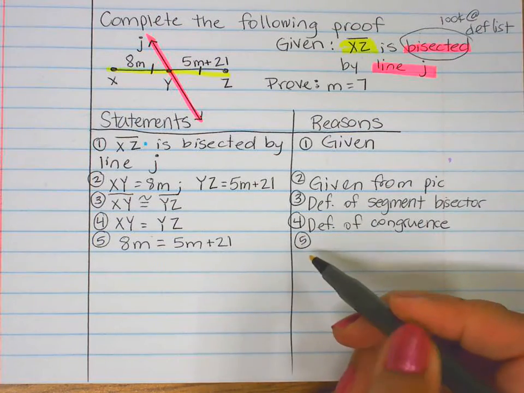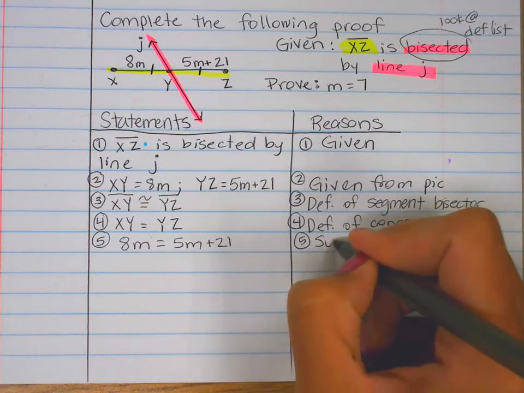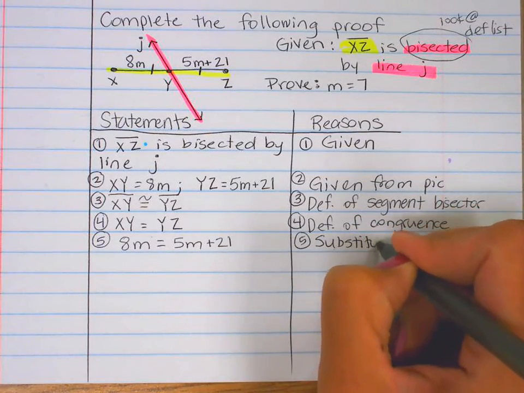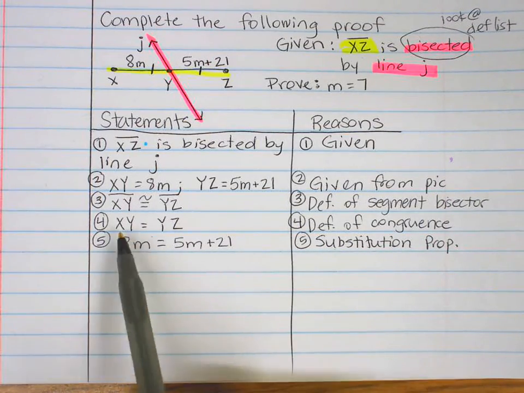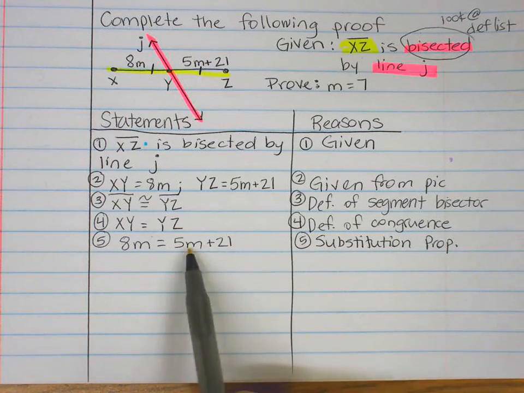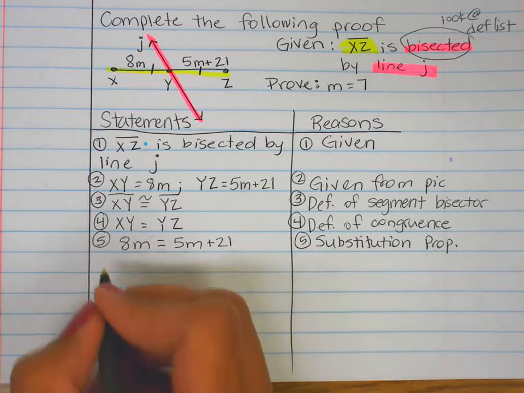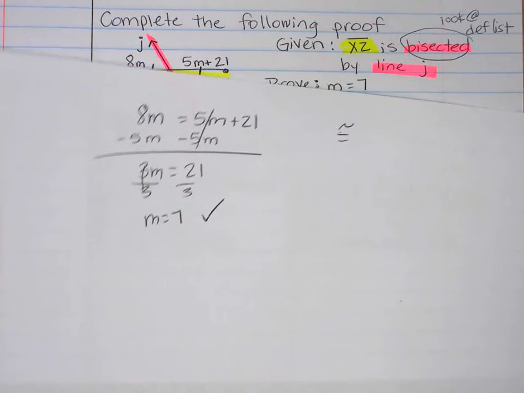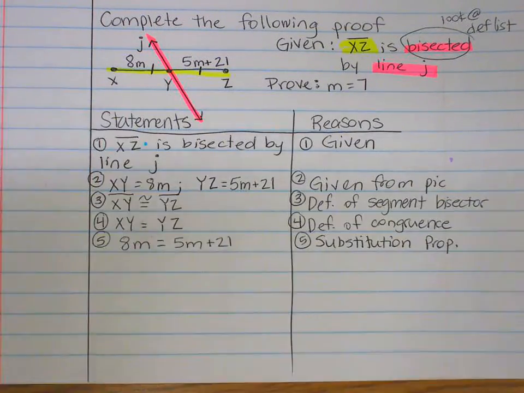Okay, so you know this property. It is a property from the list, but it's not one that we wrote down. It is called the substitution property. Substitution prop. So if you think about it, we did just substitute 8m for what it's equal to, 5m plus 21 for what it's equal to. So that's substitution property. All right, now it's basically solving, and I just have to justify each step with the reason. So I'm just going to go through that.